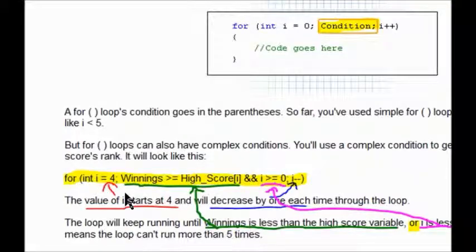Okay, you can see that the value of i starts at 4, the lowest rank. Then it checks to see if the winnings is less than the high score variable, the lowest high score variable, or equal to it, and then it decreases by 1 if this is not true. So it checks each time: is it less than or equal to the high score that's posted? Rank 3, rank 2, rank 1, rank 0.